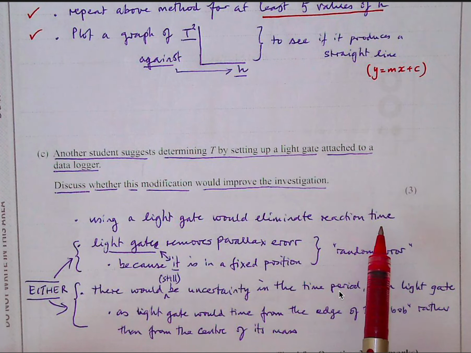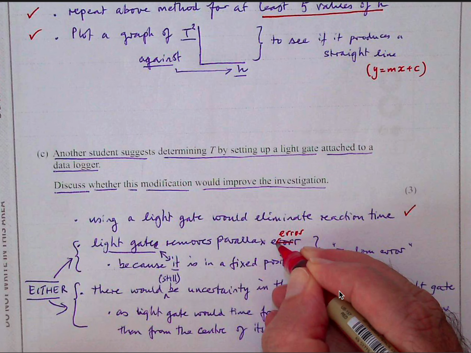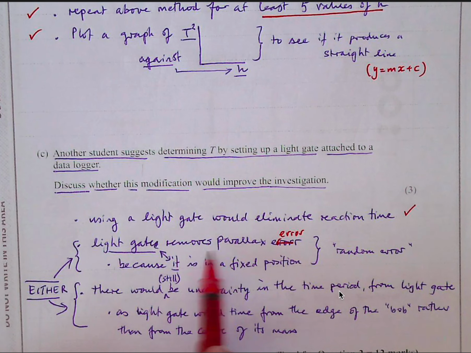Then you can either do this bracket or this bracket. So here's one. A light gate removes parallax error. Yes. Oh, it's my spelling mistake here. I've got light gates remove parallax errors because it is in a fixed position.